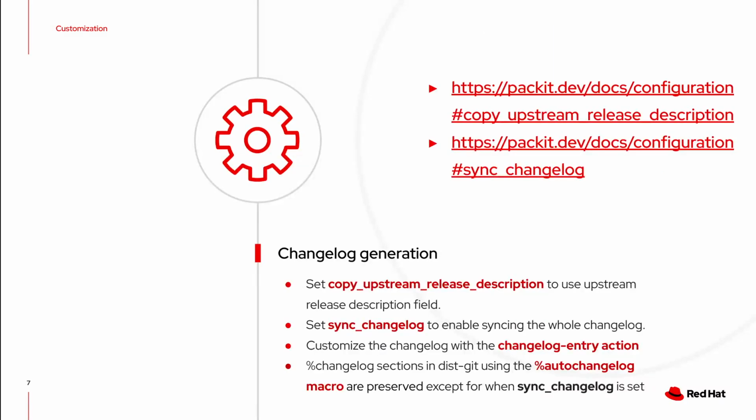There are multiple ways to tweak the changelog generation. You can tell Packit to use the upstream GitHub or GitLab release description field, or you can ask Packit to use the upstream changelog, or yet you can customize the entries with an action. And if you are using autochangelog in your spec file, Packit will preserve it.